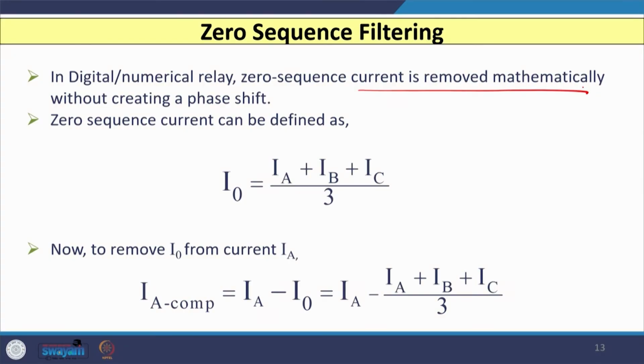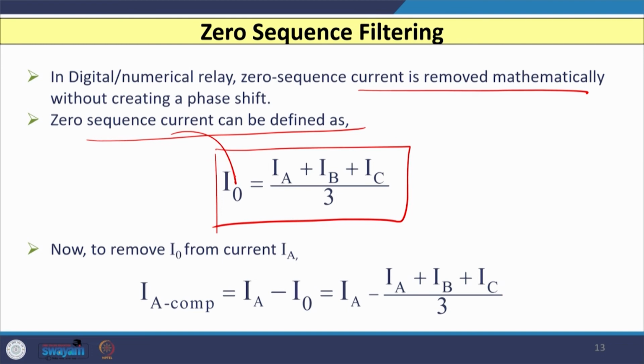This can be achieved using some mathematical equation without creating any additional phase shift. We know that the zero sequence current is given by a very common equation: I0, your zero sequence current, is given by the addition of the 3 phase currents IA, IB, IC, divided by 3. If I want the compensated value of current in A phase, B phase and C phase, I want IA compensated, IB compensated and IC compensated.